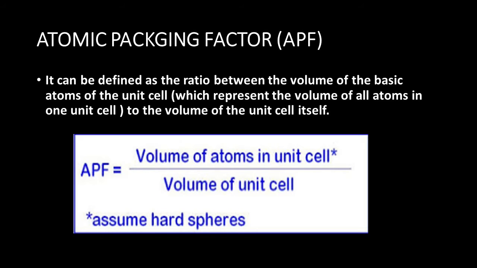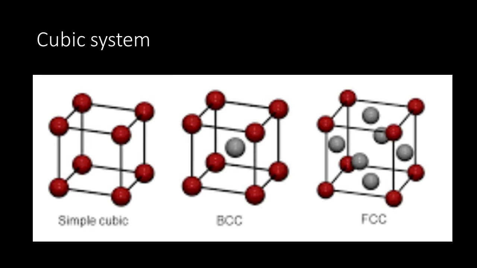Atomic packaging factor, or APF, is defined as the ratio between the volume of a basic atom of the unit cell to the volume of the unit cell itself. So all you need to do is divide the volume of atom and the unit cell. In the cubic system, we have simple cubic, body-centered cubic, and face-centered cubic. So let's define each of them and what's the difference between SC, BCC, and FCC.